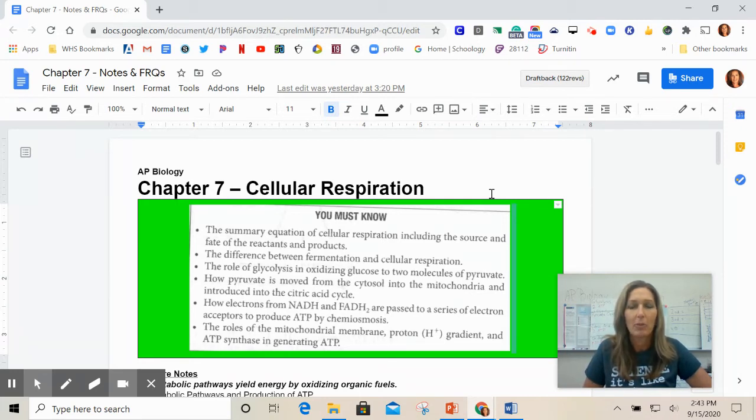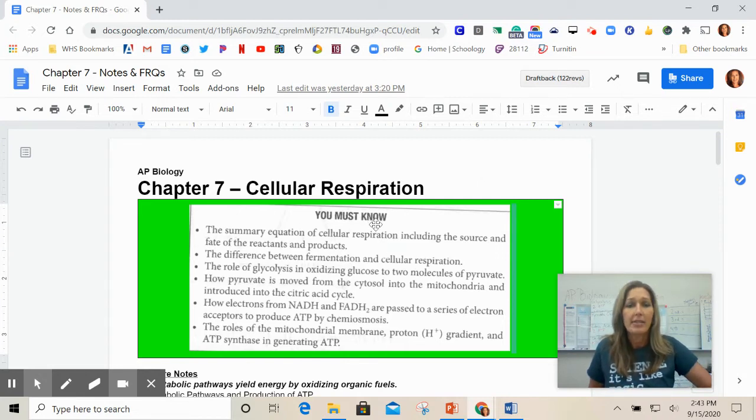Hopefully in this chapter, what you start seeing is just how cool biology actually is, even down at the molecular level. So what we are talking about in Chapter 7, remember that you have your You Must Knows that you need to make sure you know before we come to our test next week.